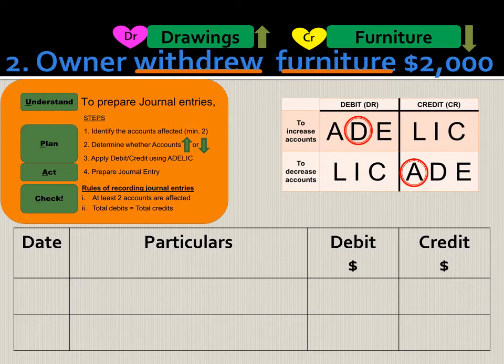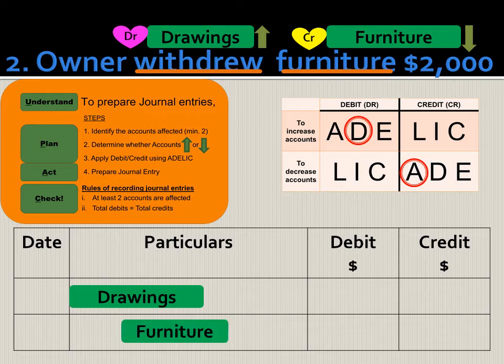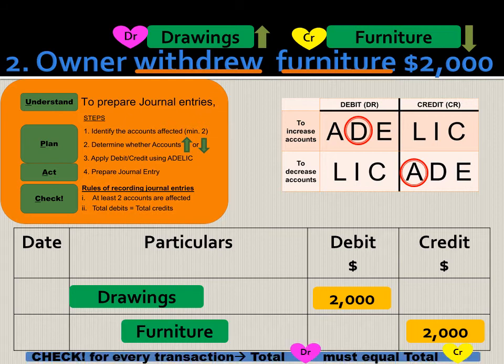Step 4, we will prepare the journal entry. We would record the debit entry first, followed by the credit entry. We would then place the amount and check that the transaction has an equal number of debits and credits.